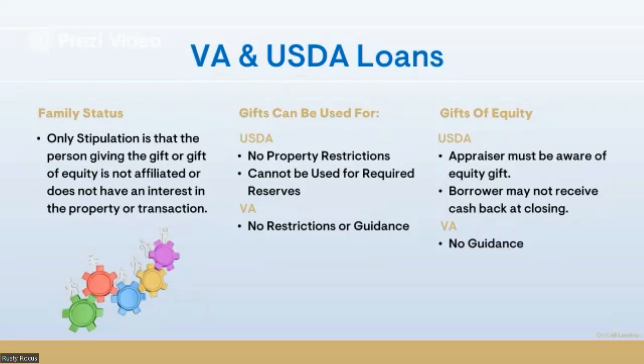The appraiser must be aware on USDA, and the borrower can't receive any cash back. That's the only thing whenever we get into the rural housing with the USDA. VA, anybody can give gifts. There's no restrictions on reserves or anything like that. It's pretty much open season here.